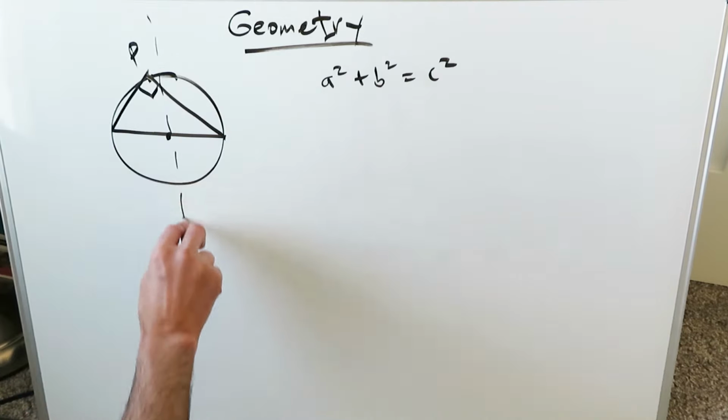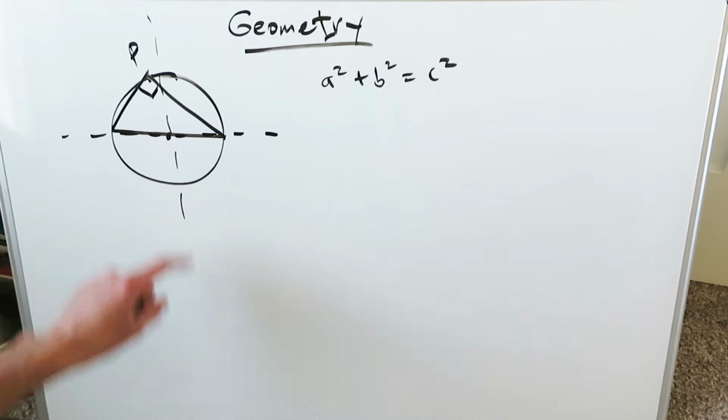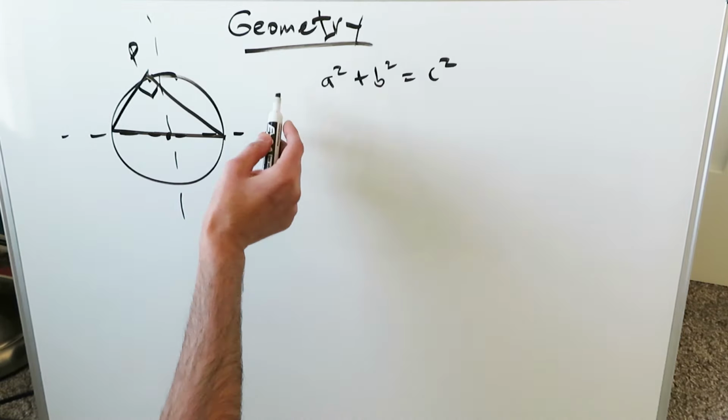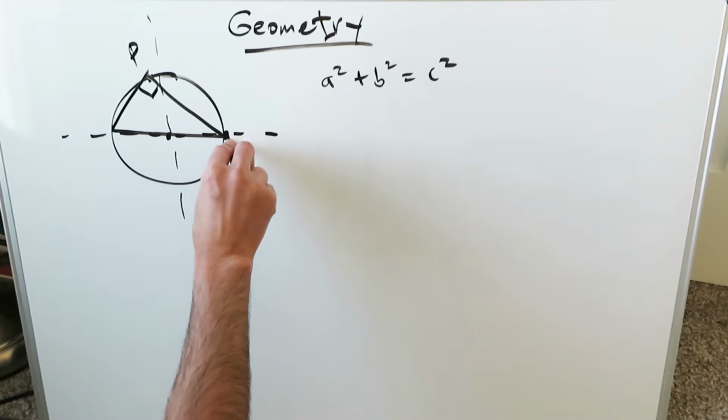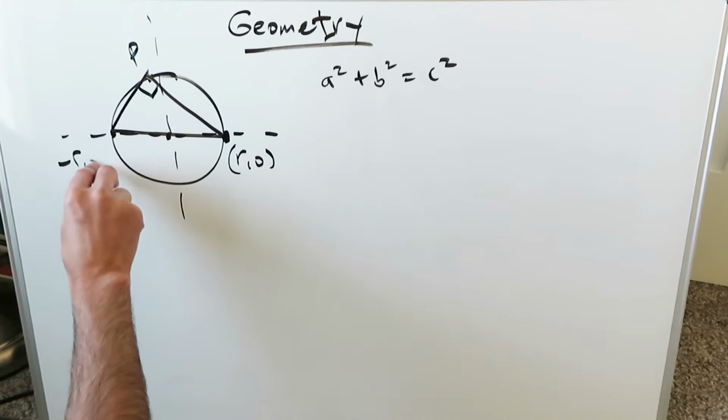You can start by generating here an x and y axis. This right here represents my center, 0, 0. If the radius of this circle is r, this point must be r, 0. This point here must be minus r, 0.